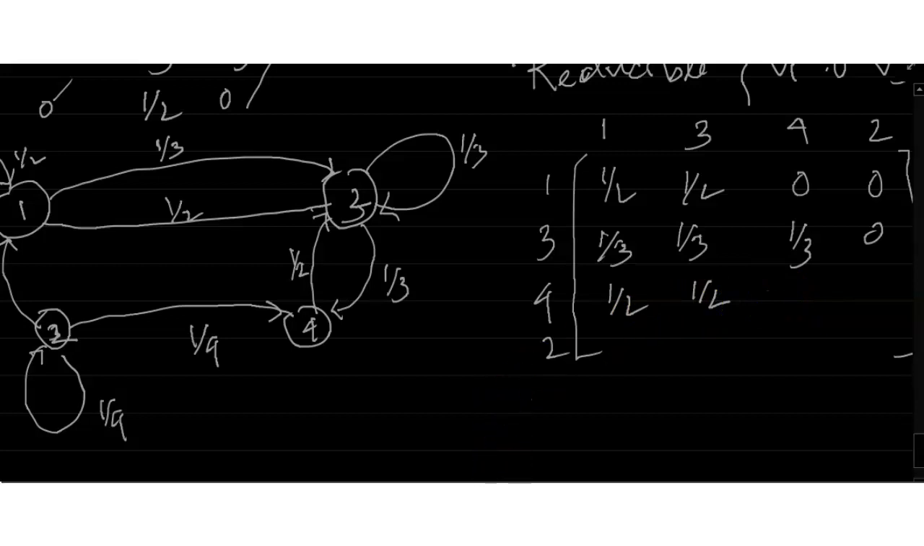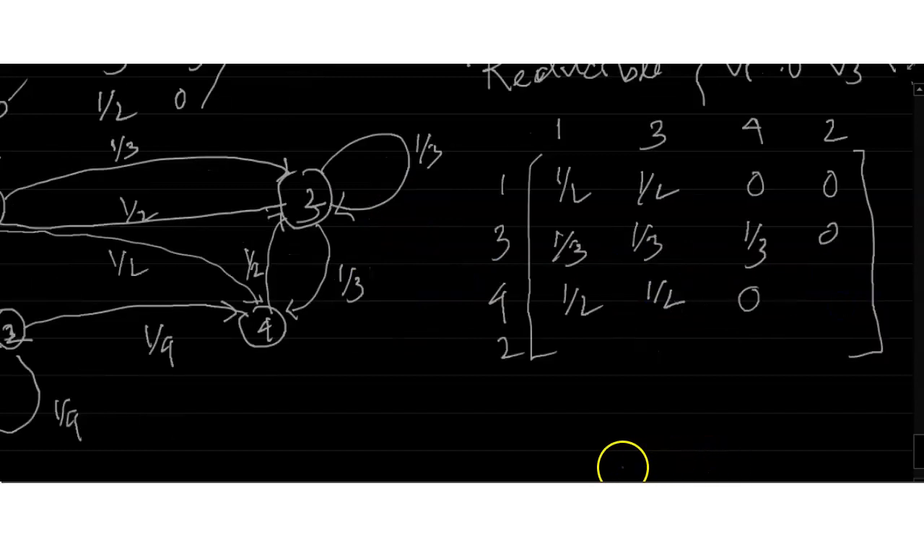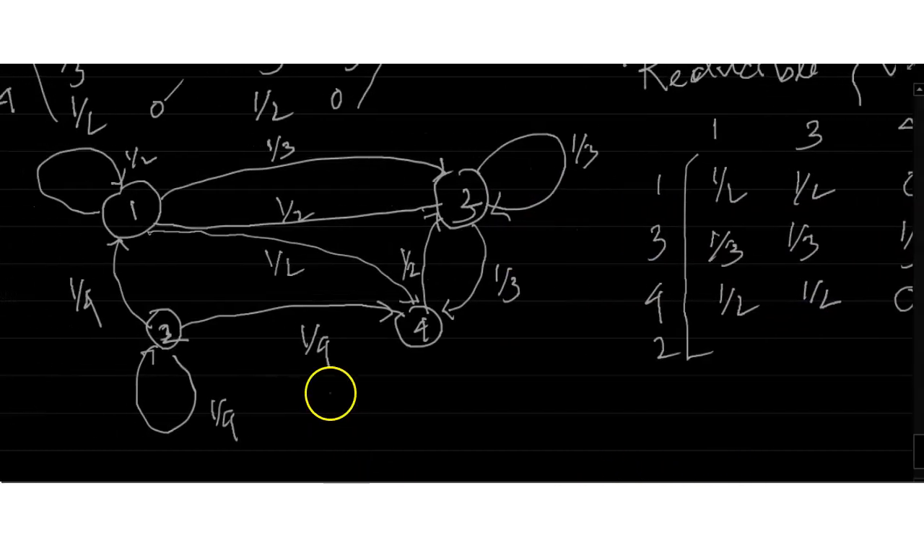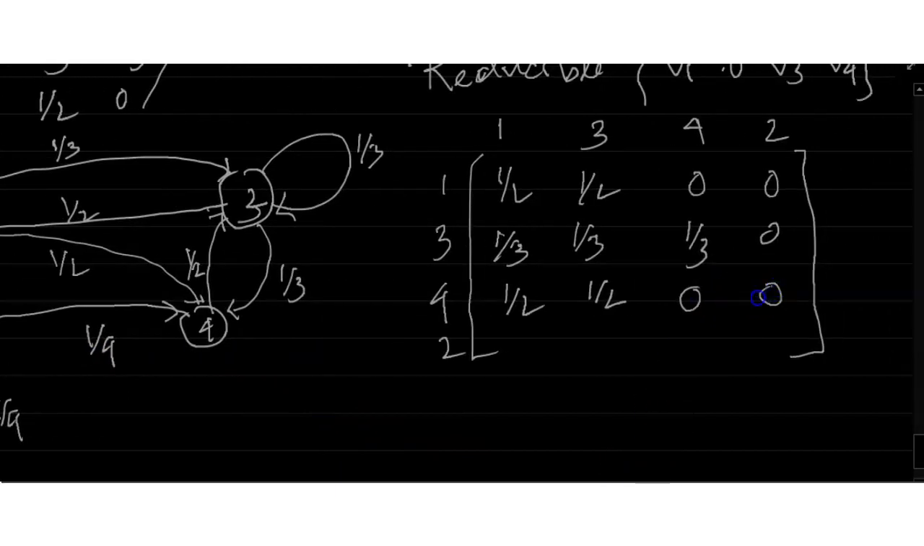4 1, you can see the directed graph. 4 1 is equal to 1 by 2. This way 4 1 equals to 1 by 2. And 4 3 is equal to half. And 4 4 is 0. 4 2, there is no edge between the 4 and 2. So 4 2 is equal to 0.